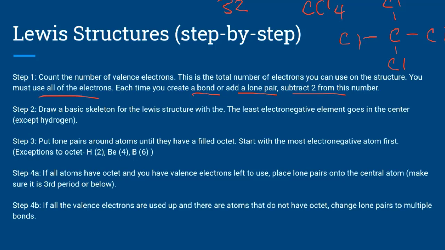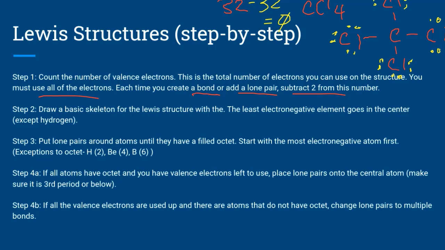And so if I start putting lone pairs around in order to fill up the octet, I'm going to start putting these electrons around chlorine until each chlorine gets 8 electrons. And I don't need any around carbon because carbon already has 8. If I subtract all the electrons that I've used from this, it actually is 32. And so I've used up all of the valence electrons.